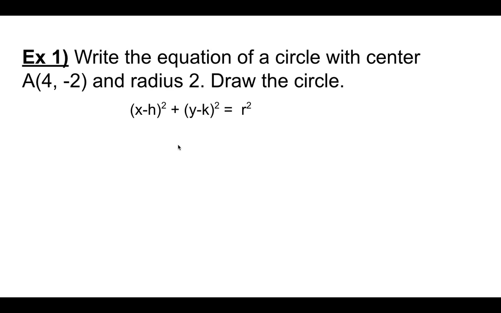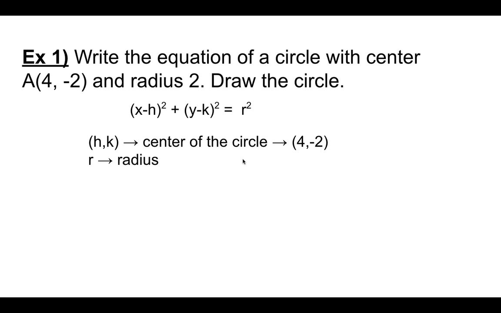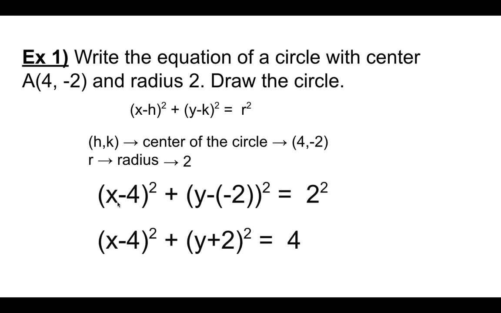So from this equation, I can substitute back in the values that I do know. I know my center, h comma k, is (4, -2). And again, I know my radius, r, is equal to 2. Those were given. So I go ahead and substitute those values back into my equation. I get the quantity of x minus 4 squared plus the quantity of y minus negative 2 squared is equal to 2 squared.